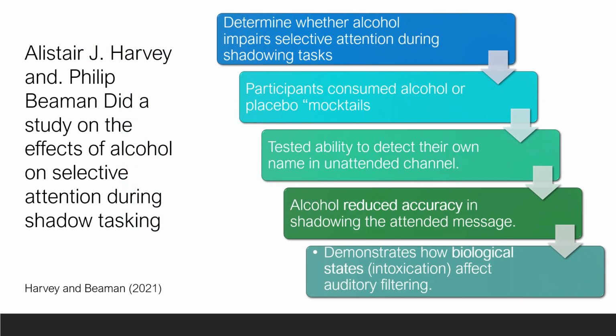This experiment explored how alcohol influences our ability to focus attention during auditory tasks. Participants were asked to repeat, or shadow, a spoken message while ignoring other speech. After consuming either alcohol or a placebo drink, the researchers found that alcohol impaired accuracy in repeating the attended message and reduced sensitivity to personally relevant cues, like hearing one's own name in the background. These results suggest that intoxication weakens the brain's filtering mechanisms, making it harder to separate important information from distractions.